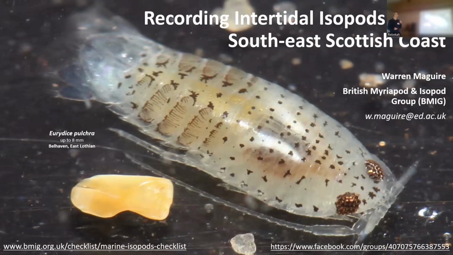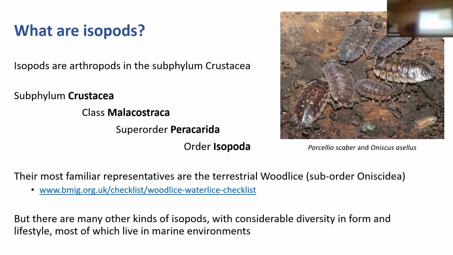I'm going to talk about recording intertidal isopods. I don't know if you're familiar with isopods. Of course, you're familiar with isopods. Look, you're familiar with these things here. Our slaters. We've got Oniscus asellus, the shiny one, and Porcellio scaber, the rough one.